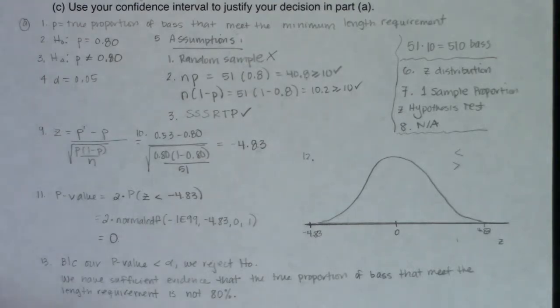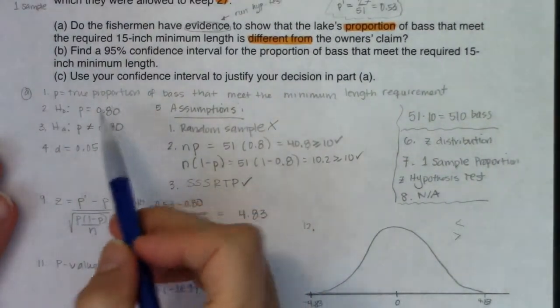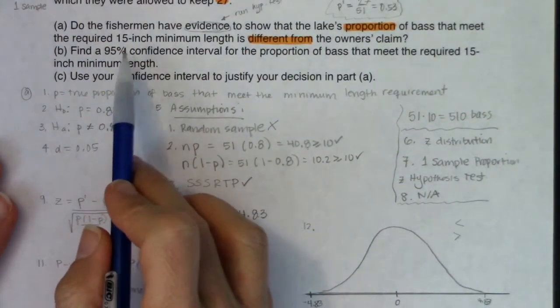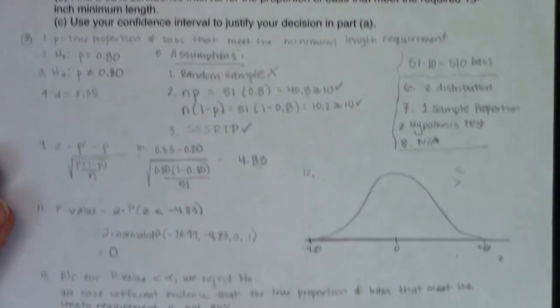Now, I mentioned how two-sided tests are equivalent to confidence intervals. So let's talk about how I would have constructed this confidence interval. I want to go back and do a chapter 8 type problem right now.